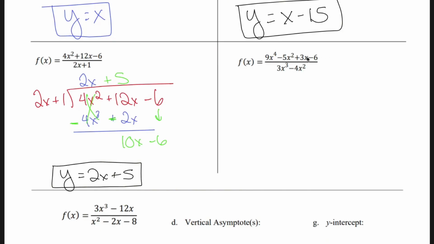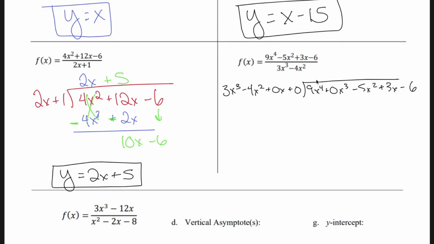This one's a nightmare because there's stuff missing and everything's not out of order, but there's just stuff missing. So I have 3x cubed minus 4x squared plus 0x plus 0 is going to go into 9x to the 4th plus 0x to the 3rd minus 5x squared plus 3x minus 6. Ugh.